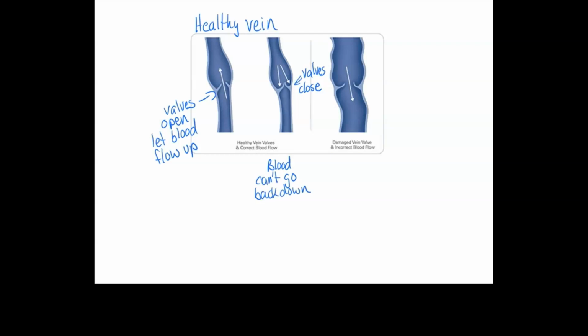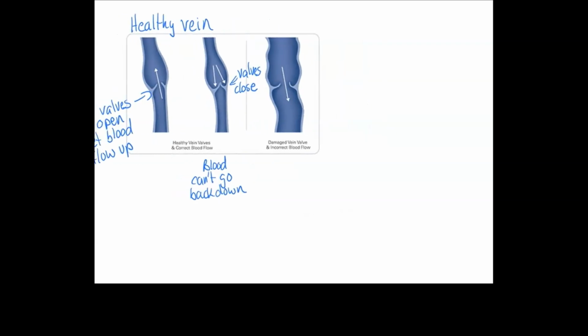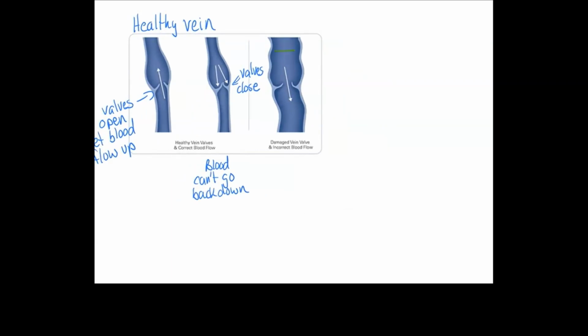Okay, now let's compare that to the diseased vein on the right. In this vein, notice that it is wider. See how the healthy vein is nice and narrow? The diseased vein is very wide. This typically happens in your legs. This is a varicose vein. You typically get varicose veins in your legs.